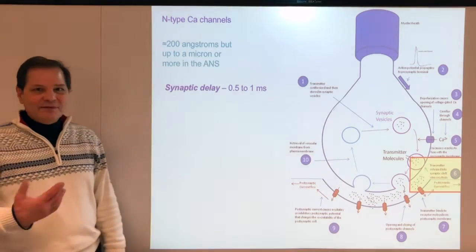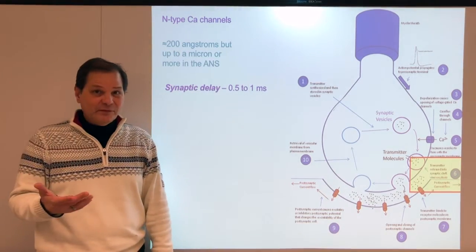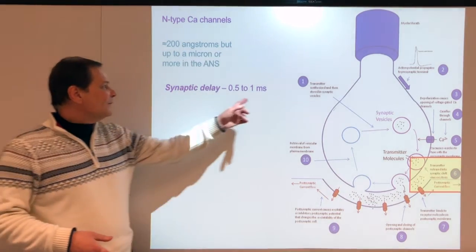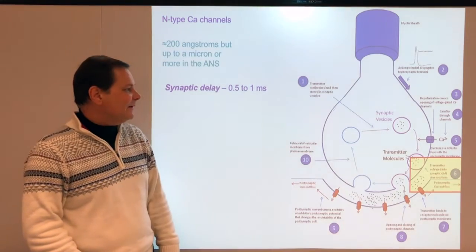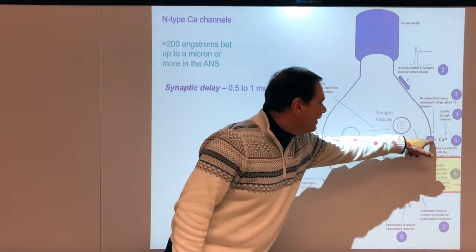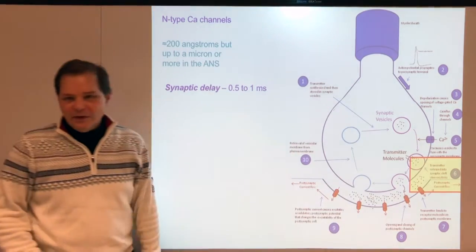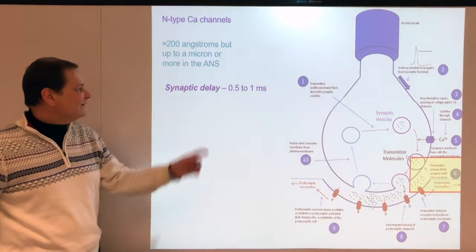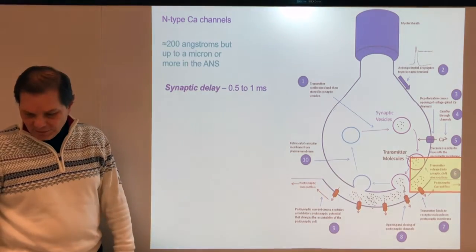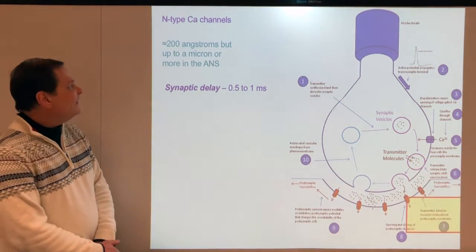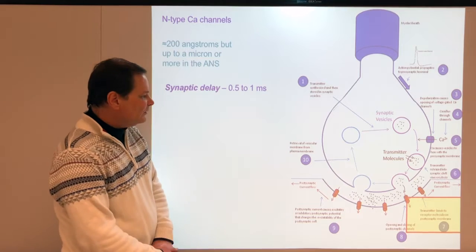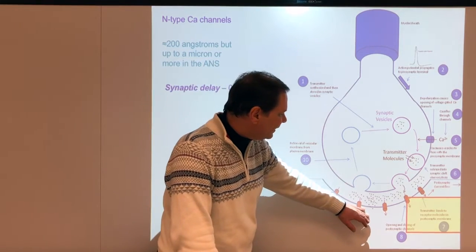There is a synaptic delay, so I mentioned electrical synapses don't have this, of about half a millisecond to 1 millisecond. That seems to be mostly caused by the time it takes for the depolarization of the membrane to open these calcium channels. There's a little bit of delay there, and a significant amount of this is caused by that. So we have this very narrow gap, and because it's narrow, the neurotransmitter diffuses across it pretty quickly.